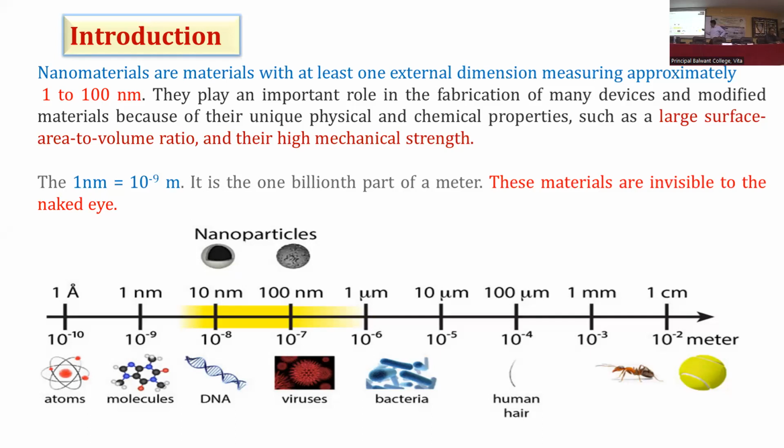Here we display a comparison of nanoparticles with other known particles. 1 angstrom is the dimension of an atom. A molecule has a size of about 1 nanometer, DNA about 10 nanometer, viruses about 100 nanometer, and bacteria about 1 micrometer. Blood cells have a diameter of about 10 micrometer, human hair about 100 micrometer, then about 1 mm, and finally a ball is about 1 centimeter in diameter. This is a comparative chart of nanoparticles with other known particles.